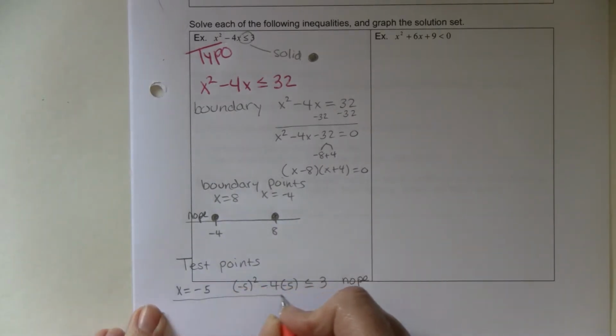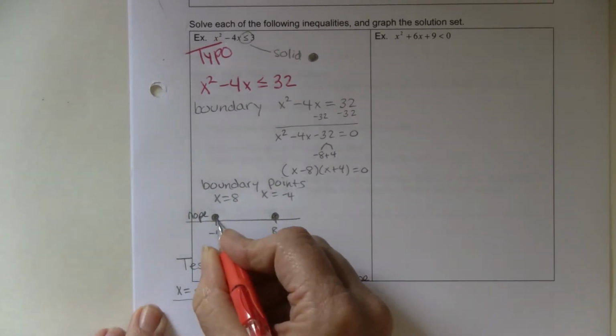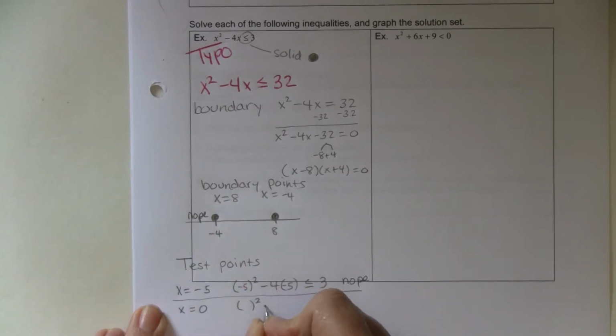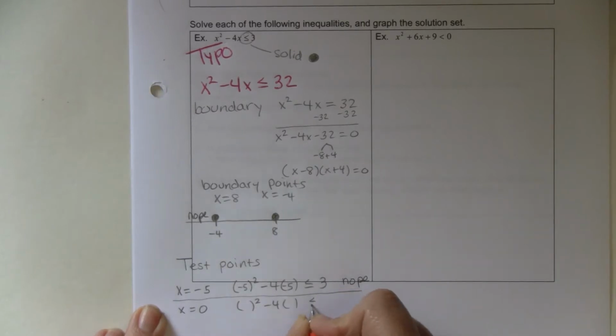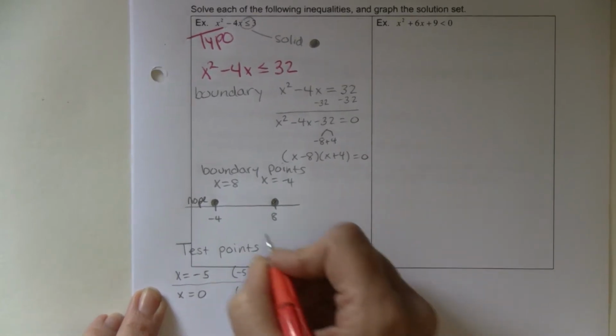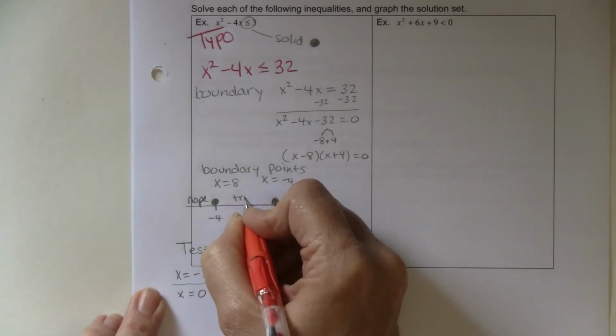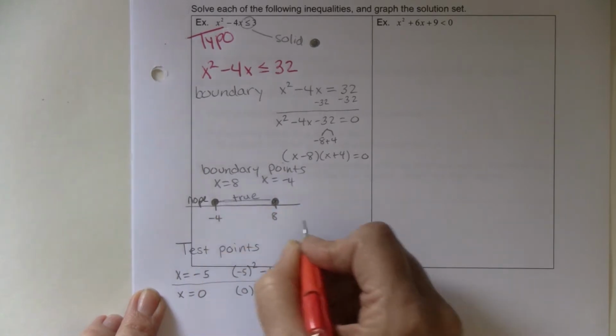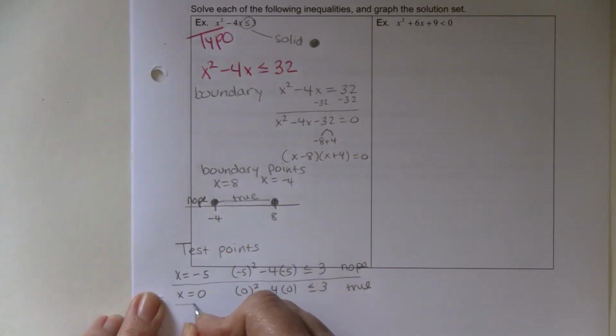Now I want to test in a region between -4 and 8. So I'm going to test 0. That's my favorite point. So what squared minus 4 times the what is less than 32, and we're going to put in 0. So 0 is less than 32, and that's a yes. So this is true, and this is my solution region in between -4 and 8. And now I'm going to try like 9.